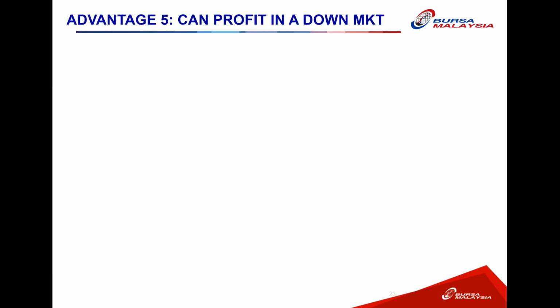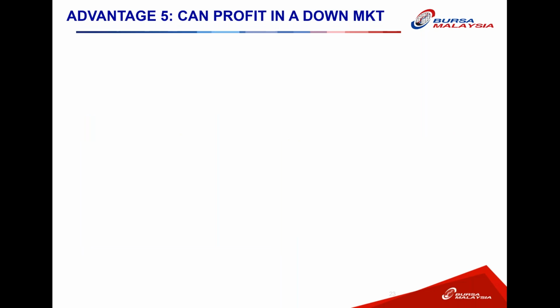Now, the fifth advantage is also the most important advantage, which is that you can profit in a down market. As you all understand, profiting in a down market is very important. Now, in Malaysia, to trade stocks, you can only buy. Basically, you cannot short sell.